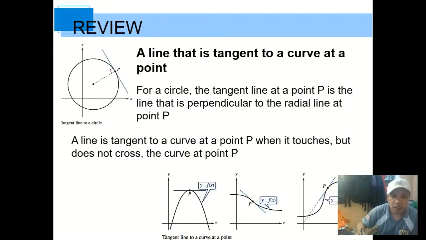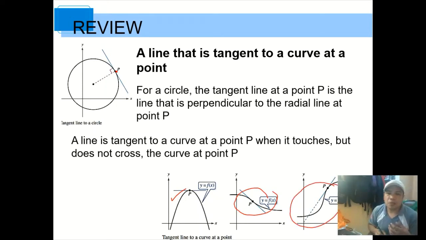For a circle, it is easy. The tangent line at a point P is the line that is perpendicular to the radial line at point P. This is the radial line, the radius. It is perpendicular, and the tangent touches the circle only once. A line is tangent to a curve at a point P when it touches but does not cross the curve at point P. With that definition, this one is okay. However, this one crosses the other curve.